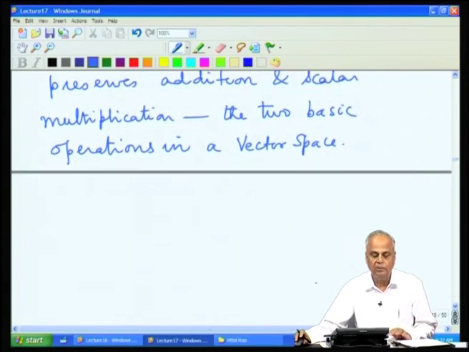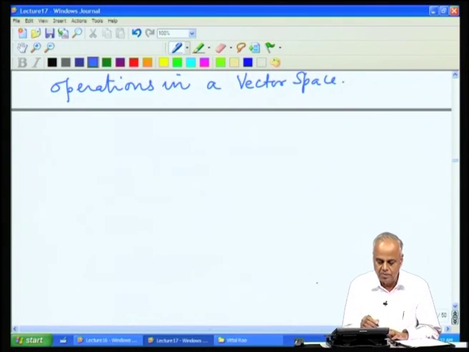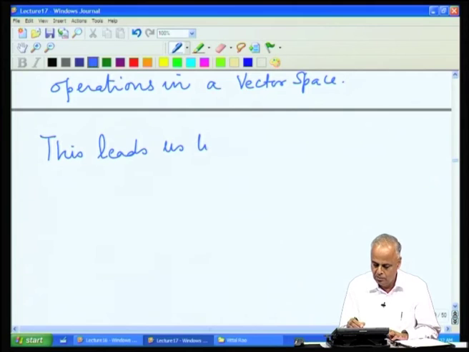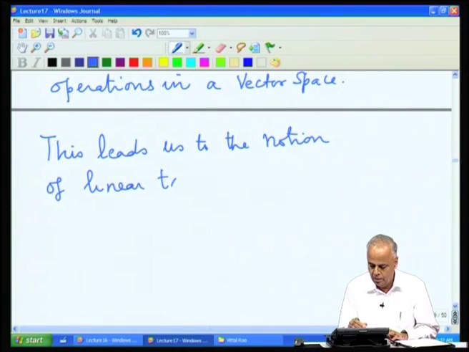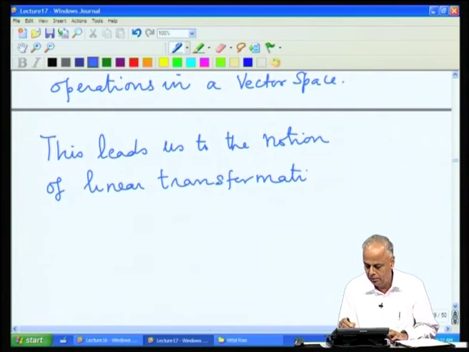This suggests, or this leads us to the notion of linear transformations. So, let us give a definition.